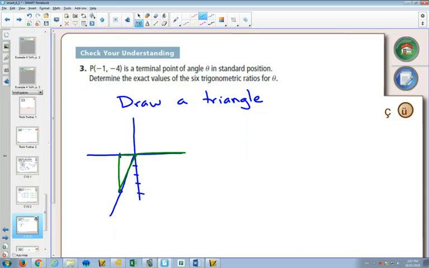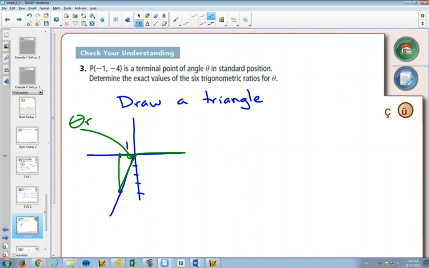Now when we draw our triangle, we always draw our triangle back to the nearest x-axis, because what's this angle called right there? What's the angle back to the nearest x-axis called? That is our reference angle. So tell me, what do you know about this triangle? Do you know any of the measurements on this triangle?